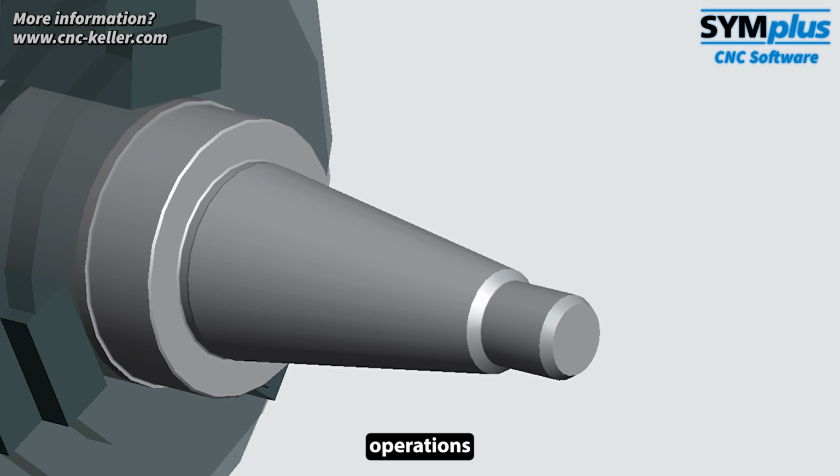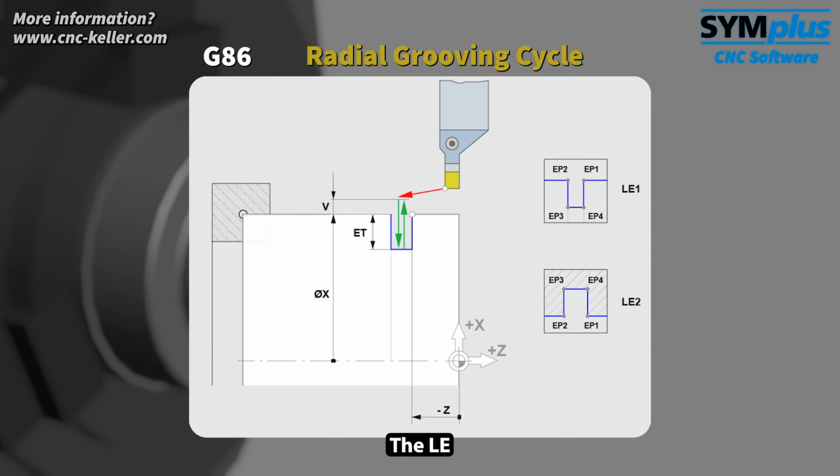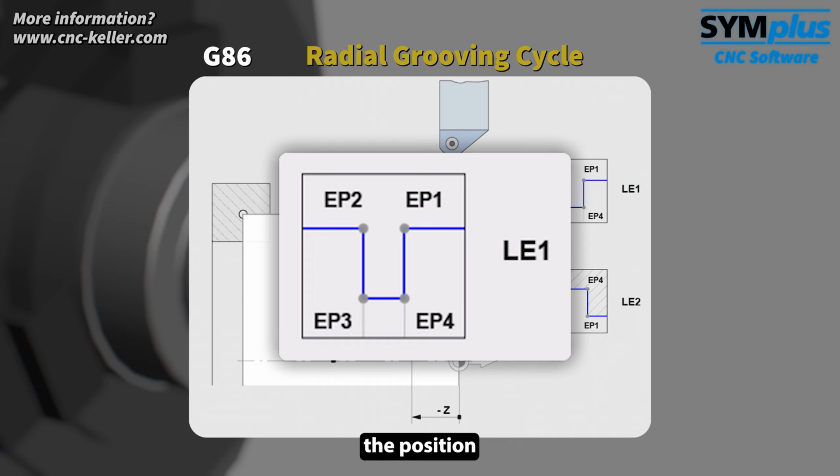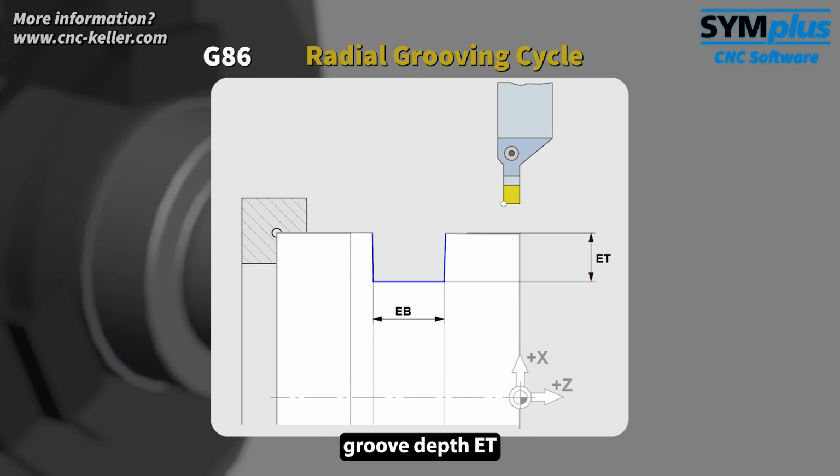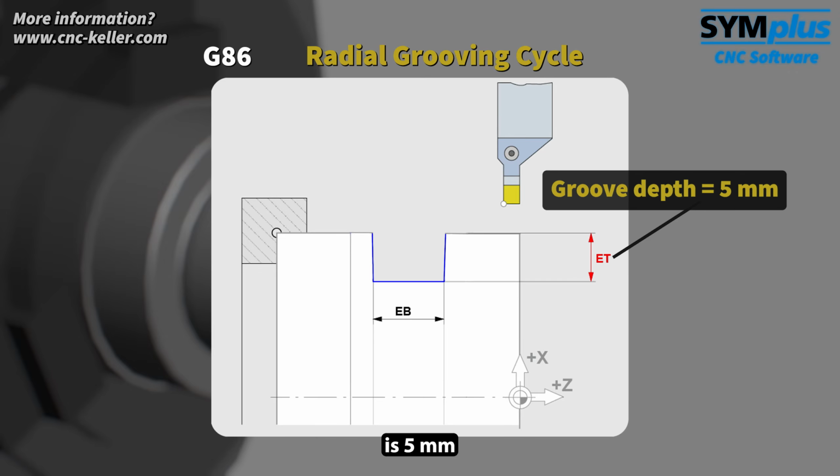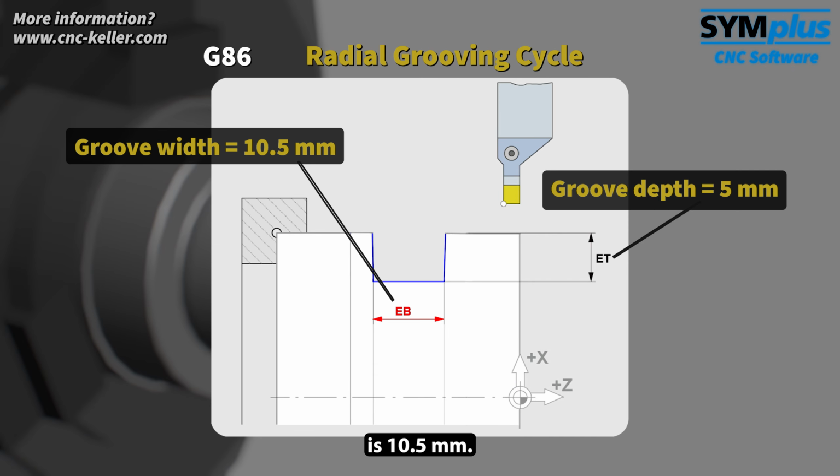Two grooving operations now follow, using the radial grooving cycle G86. The LE parameter defines the position of the groove, in this case LE1, meaning external. The EP parameter defines which point of the groove geometry is positioned at the infeed point. Here, EP3, the lower left corner. The maximum groove depth, ET, is 5 mm and the groove width, EB, is 10.5 mm.